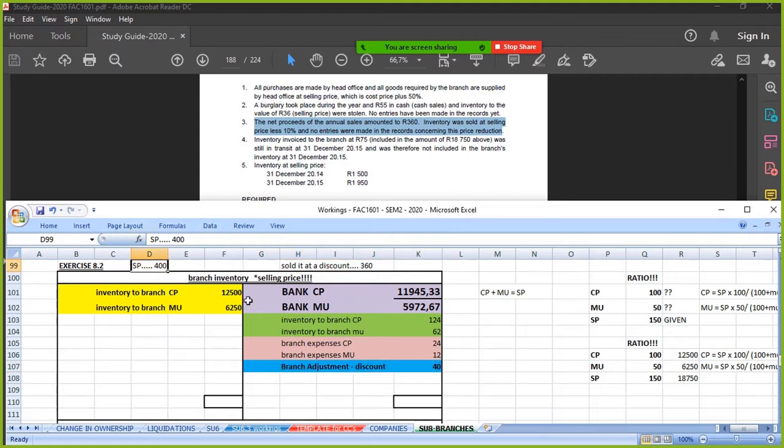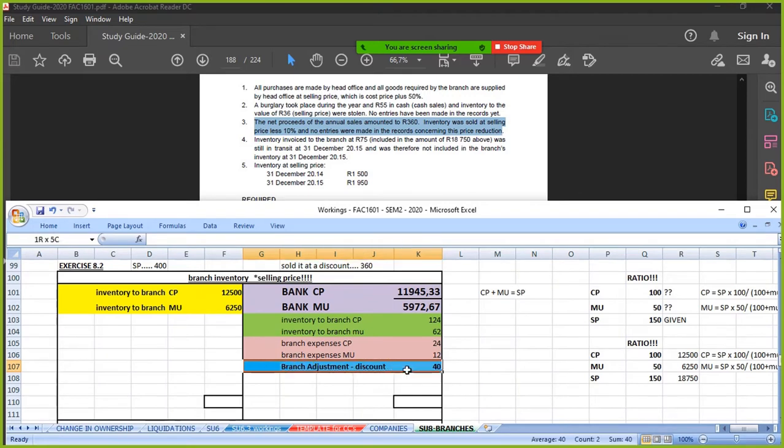Remember, everything that's accounted for here is at selling price. So when they get goods, the goods come in at 400. When the goods went out at 360, the goods should have gone out at 400. Does that make sense? Yes. That's why you're providing for the adjustments.